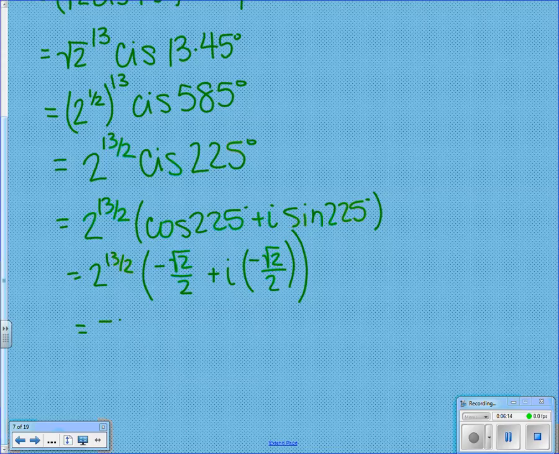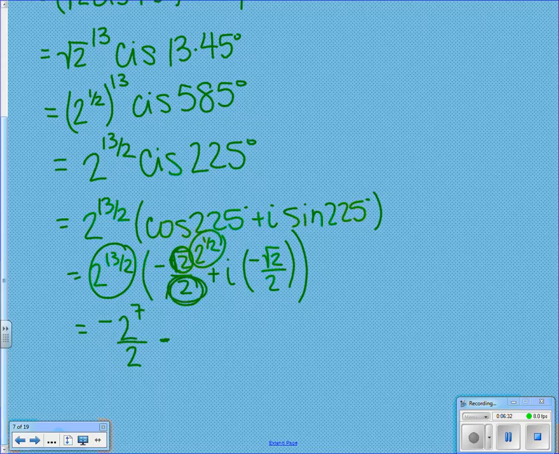Negative. The square root of 2 is the same thing as 2 to the 1/2. So when we multiply the 2 to the 13 over 2 times the square root of 2, or 2 to the 1/2, you're basically just adding your exponents, which is going to be a 14 over 2, or just a 7. And then we're going to divide by 2. We got a 2 there.